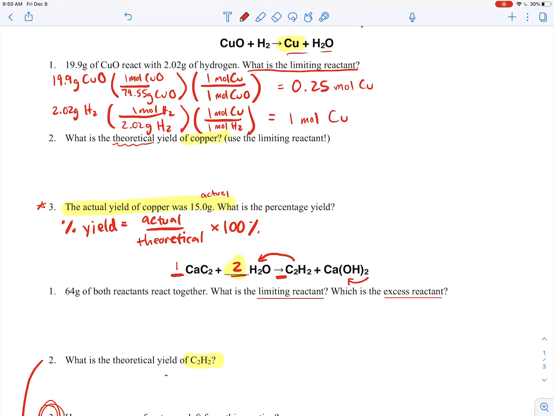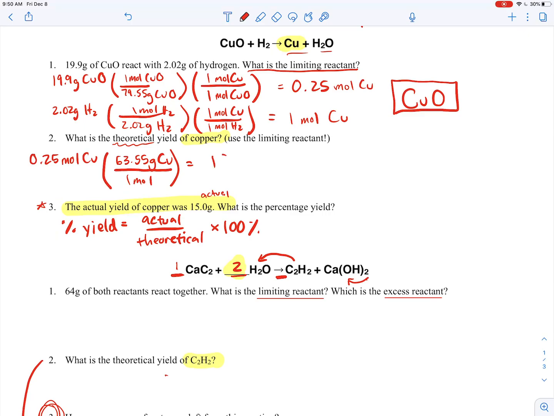So the limiting reactant, again, is the one that produces less product. In this case, the copper oxide is the reactant that produced less product. Next, what is the theoretical yield of copper? So we can take the actual amount of copper being made, right? The limiting reactant tells you how much product we're actually going to make from this reaction. And we can do the last step here, which is just to convert it to grams of copper, multiplying by the molar mass, and we get about 15.89 grams of copper that's going to be made theoretically.